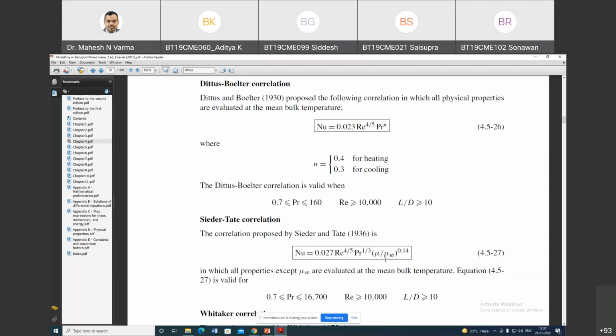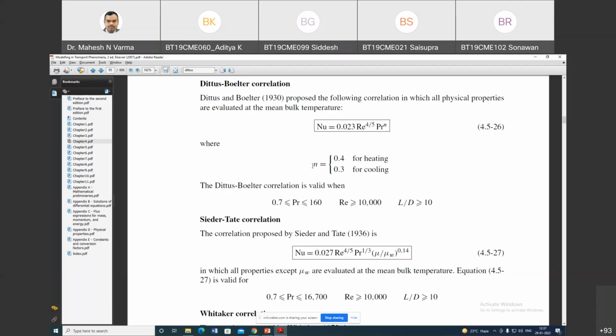But say my Prandtl number is 100, Reynolds number is 20,000, L by D equals 100. Then I can use Sieder-Tate correlation, I can use Dittus-Boelter correlation. Okay, and these two will certainly give me different values, and that difference will be plus minus 25%. So this engineering correlation can have an error of plus minus 25%.